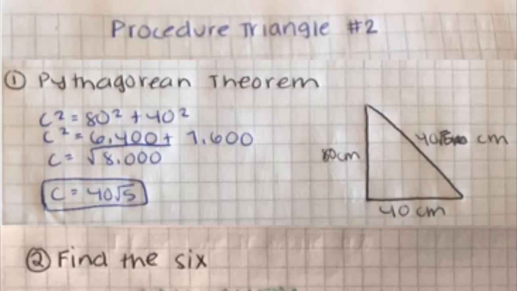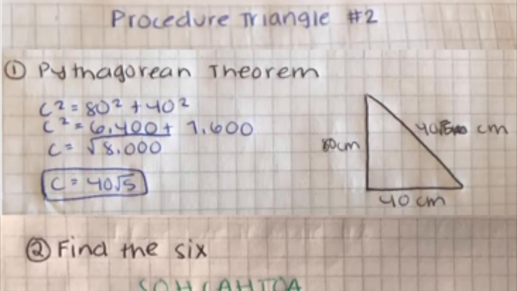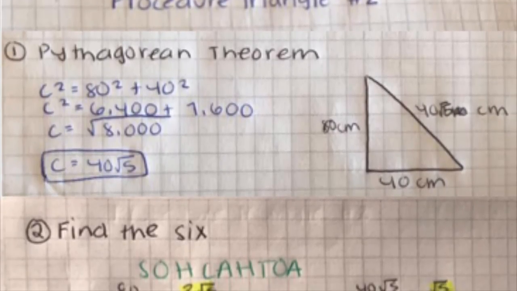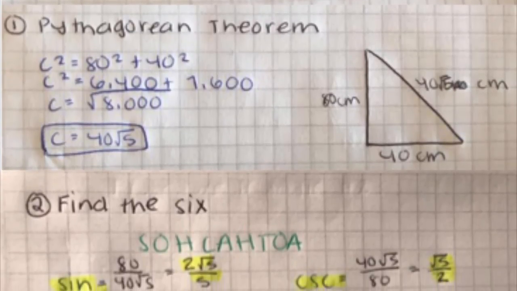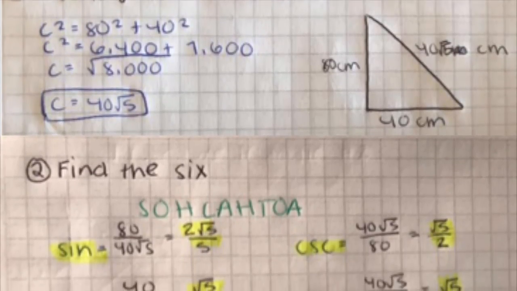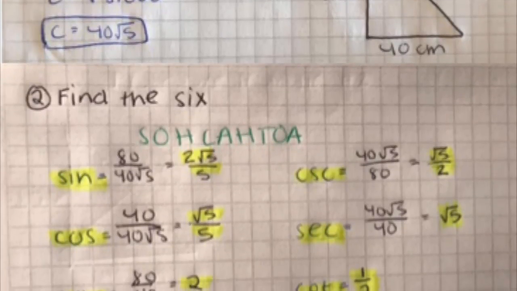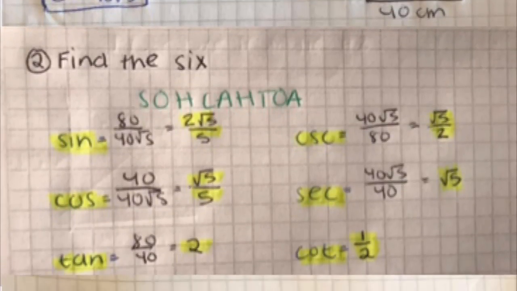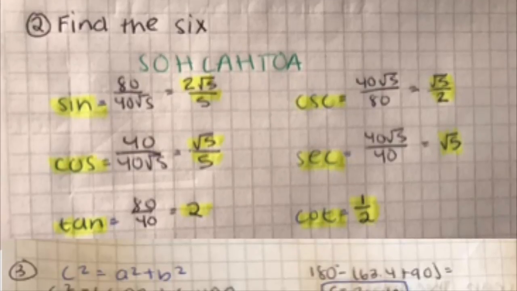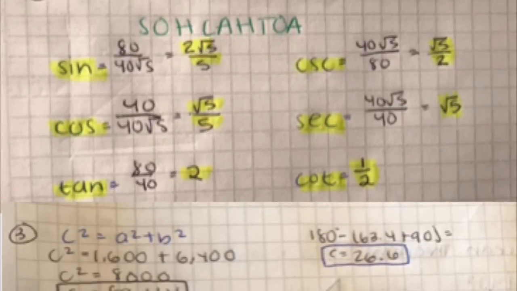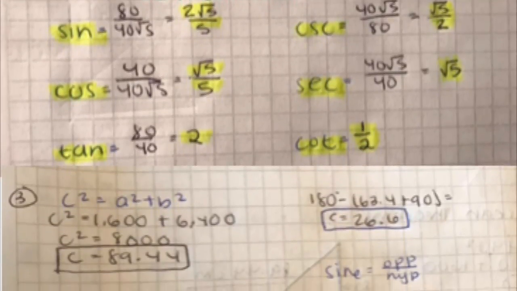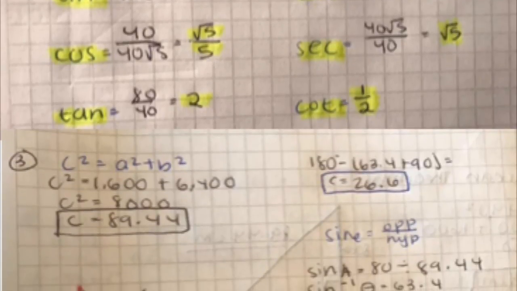With the second triangle, we're using the same techniques, just with different measurements. With the Pythagorean theorem, we also got C, that is 40 square root of 5. Second, we also found the 6 functions with SOHCAHTOA, as you can see in the procedure. And last, we got the 3 angles.